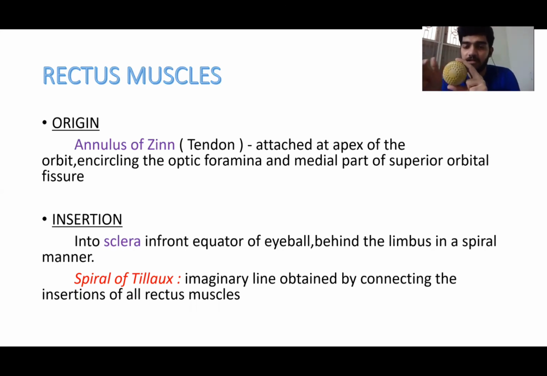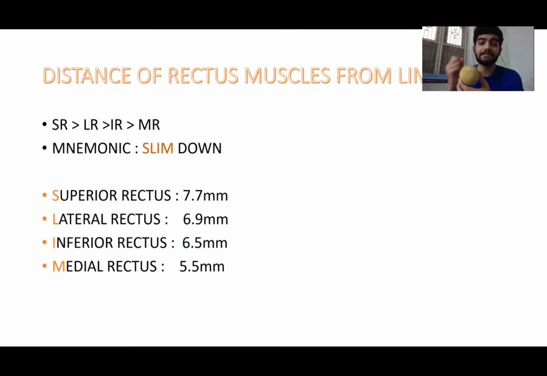The insertions of all the four muscles form an imaginary line obtained by connecting all the insertions of the four rectus muscles. That spiral line is also known as the spiral of Tillaux. Distance of the rectus muscles from the limbus, also known as the length of the rectus muscles: the order is superior rectus greater than lateral rectus greater than inferior rectus greater than medial rectus.